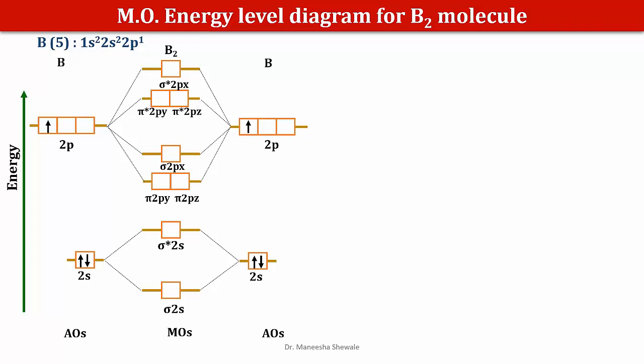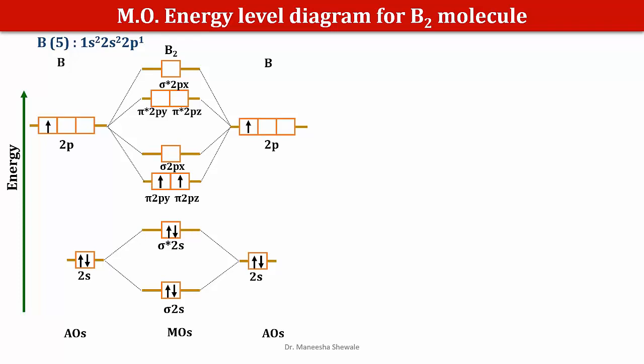Now we will fill the electrons in the molecular orbitals. In case of the 2s atomic orbitals, we have 2 plus 2, 4 electrons, out of which 2 will be filled in the sigma 2s and 2 in the sigma star 2s. In the 2p atomic orbitals, we have 1 plus 1, 2 electrons. These 2 electrons will now be filled in the molecular orbitals by following the different routes.